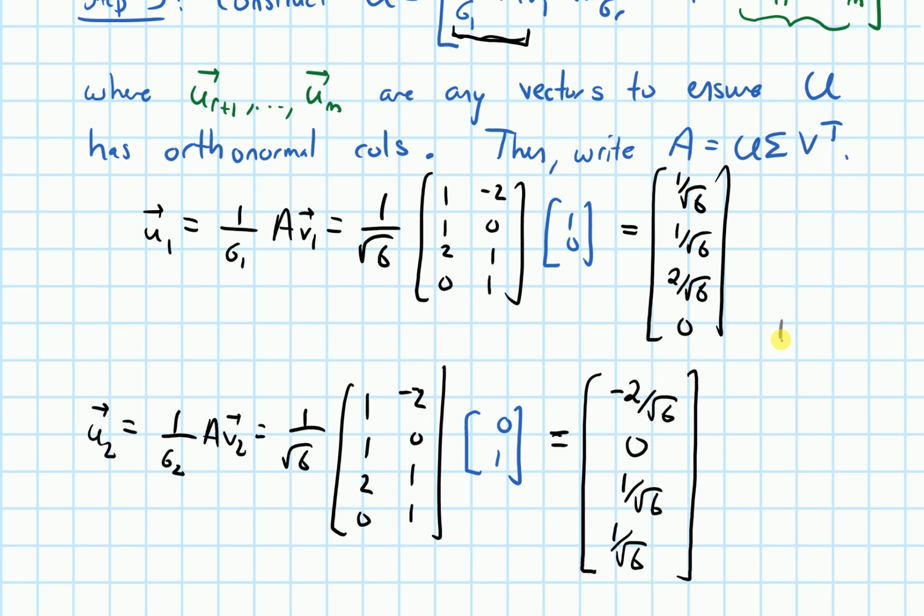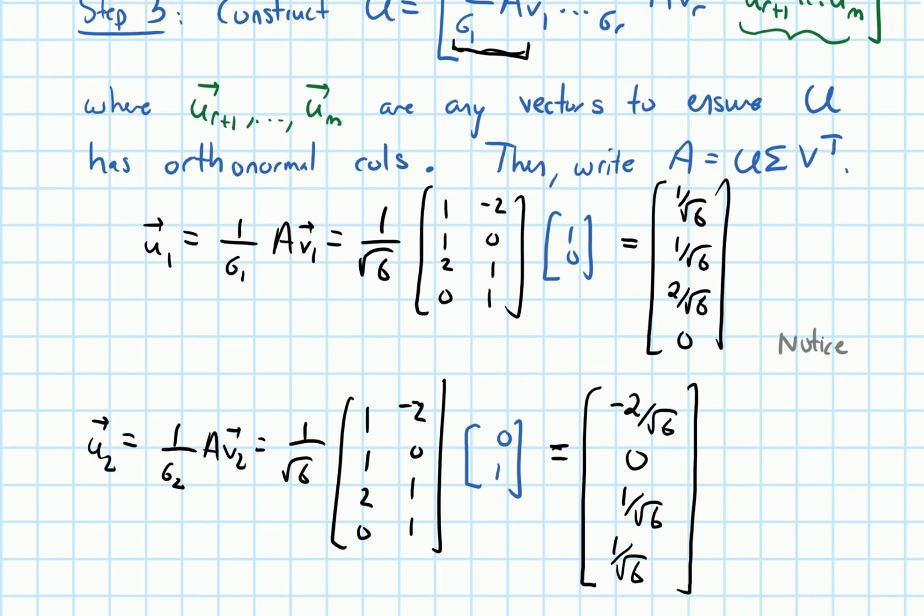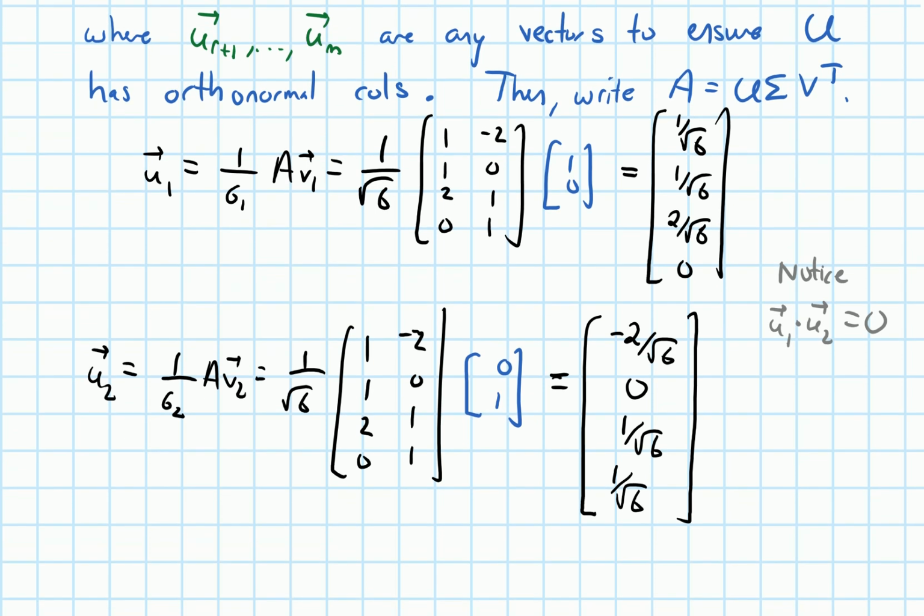So one thing to notice is when we use this formula, 1 over sigma_i times A v_i, the corresponding u_i need to be orthonormal. So in particular, they need to be orthogonal to each other. Notice that u1 dotted with u2 is 0. That's a good check to do. Anytime we're using this formula, 1 over sigma_1 times A v_1, and so on, the corresponding vectors that we get better be orthogonal. And these are. Okay.